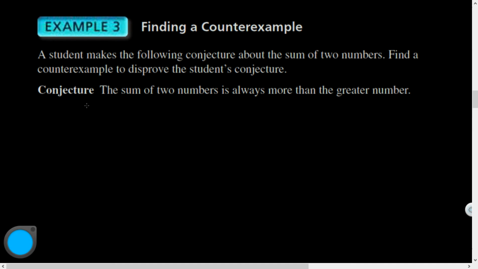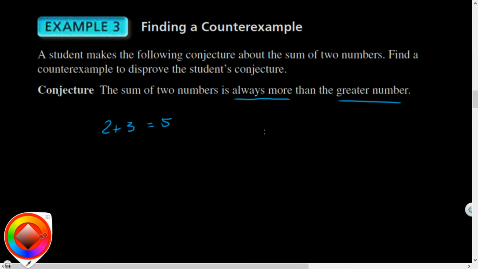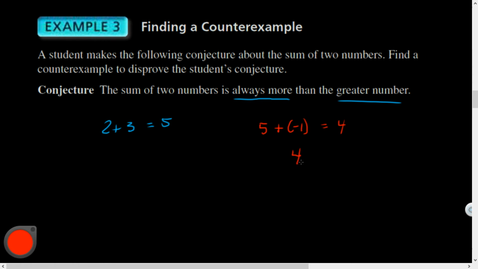Let's see. So the conjecture is the sum of two numbers is always more than the greater number. Okay. Thoughts? 2 plus 3, 5. That seems good. Jack, you got a counterexample? Yeah. 5 plus -1 is equal to 4. And notice 4 is not greater than 5.